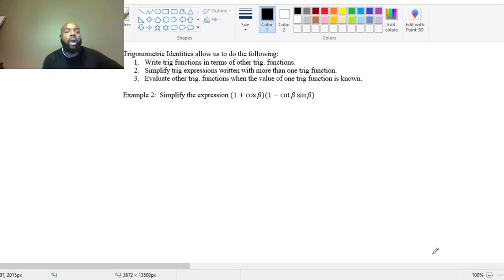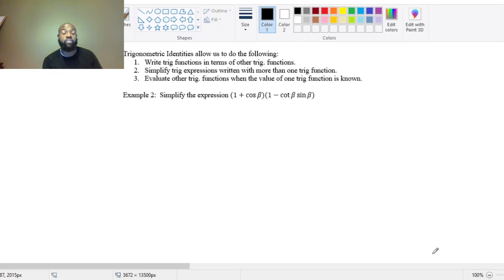Number 1, write trig functions in terms of other trig functions, right? So if I don't want to work with a tangent, or a secant, or a cosecant, or a cotangent, then I can write everything in terms of sine and cosine. We can simplify trig expressions written with more than one trig function. Hopefully some things can cancel when we write them in different ways. And then we can evaluate other trig functions when the value of one trig function is known. That is the goal of what we're going to do today.